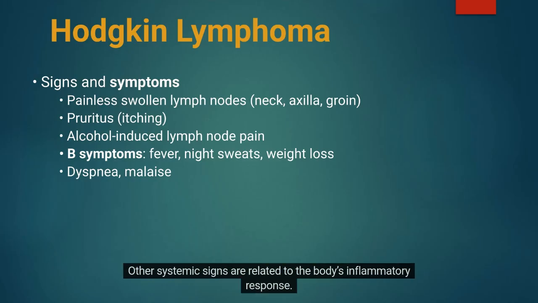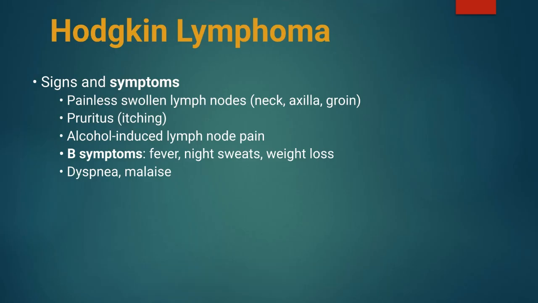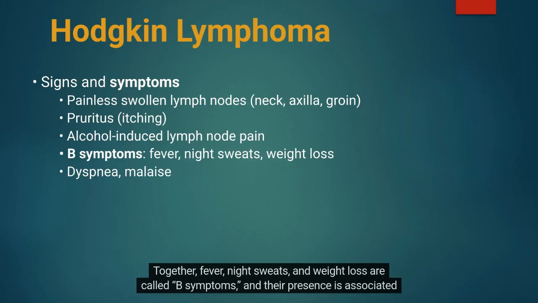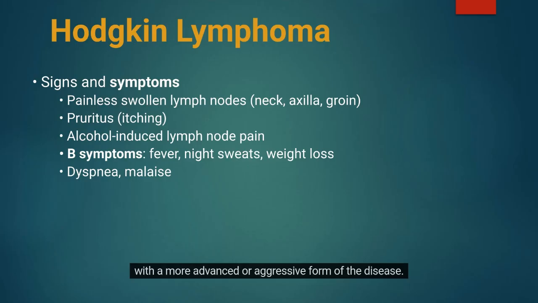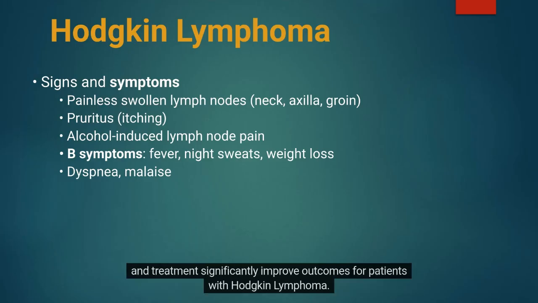Other systemic signs are related to the body's inflammatory response. These include fever, shortness of breath, night sweats, unexplained weight loss, and overall malaise. Together, fever, night sweats, and weight loss are called B symptoms, and their presence is associated with a more advanced or aggressive form of the disease. As future nurses, it's important to recognize these subtle but critical symptoms because early detection and treatment significantly improve outcomes for patients with Hodgkin lymphoma.